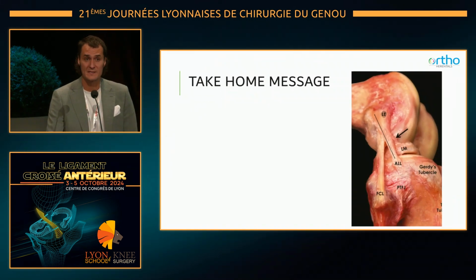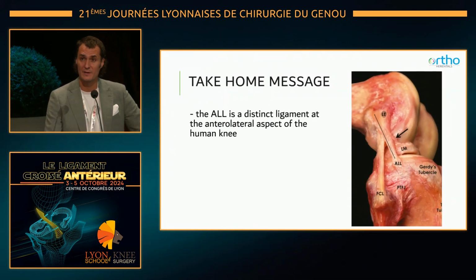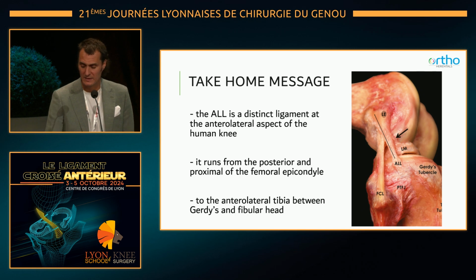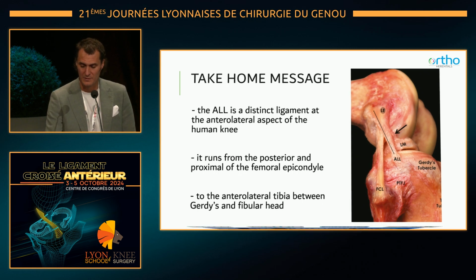So as a take-home message, I think you just need to remember that the ALL is a distinct ligament. It runs from the femur to the tibia at the anterolateral aspect of the knee, femorally posterior and proximal to the lateral epicondyle, and at the tibia in between Gerdy's tubercle and the fibular head.